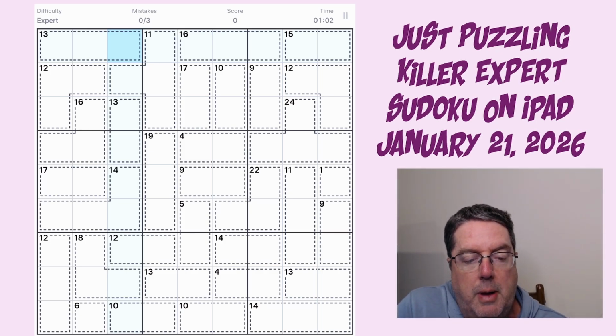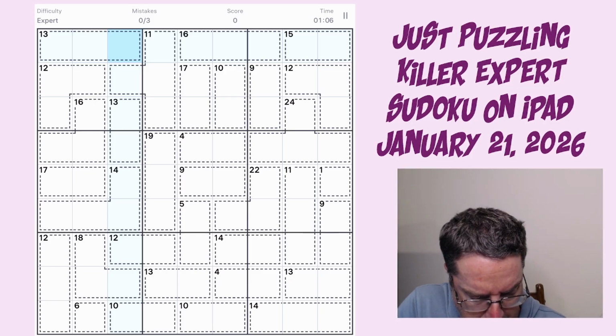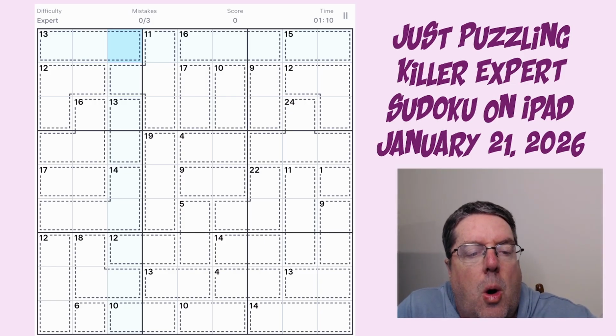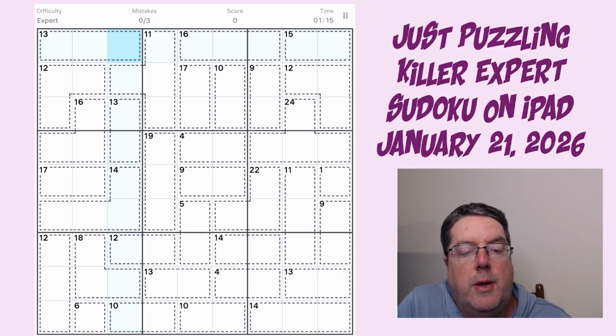Now the other thing that actually helps me is because each row, box or column has to have an individual number 1 through 9, what's that added together? Well, that's 45, and that comes in handy, and I'll show you that right now.